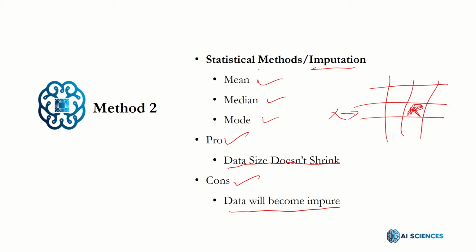So what is mean? Mean is the average value of any, let's say, column, and median is the value that comes in the middle. If we sort the column, the value that comes in the middle is the median. And mode is the value that occurs the most, the most occurred value.